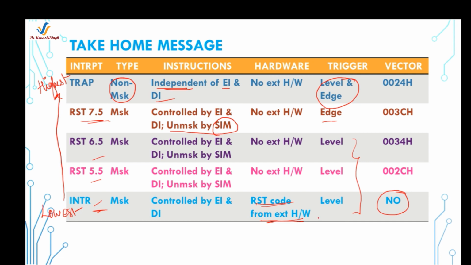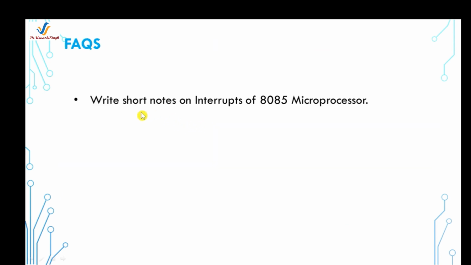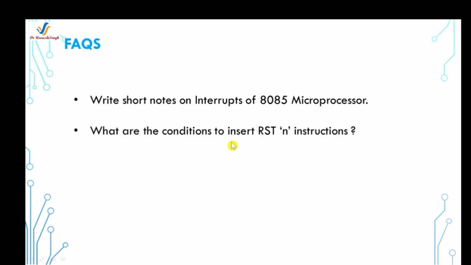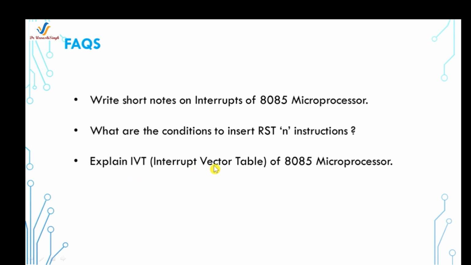Now let's see the frequently asked questions from the topic. The first one is, write short notes on interrupts of the 8085 microprocessor. The next one is, what are the conditions to insert RST n instructions? I hope you have seen the video thoroughly, so you know the conditions: the EI instruction should be written in the main program, the interrupt acknowledge signal should be active, and there must be use of external hardware. Next, explain the interrupt vector table of the 8085 microprocessor. This is the table where the memory locations are assigned to the interrupts.